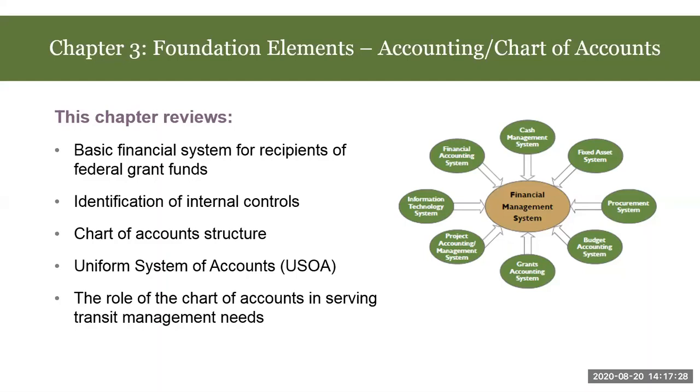And so for those of you whose organization's genesis was not predicated on the provision of transportation services, perhaps you started out in some other human service agency role, I always recommend that you take a look at the USOA. It is a good accounting structure. It's been in place since 1985, and it's purpose-built for transportation accounting and can really help finance managers and transit managers build a chart of accounts that serves the needs of transit management.